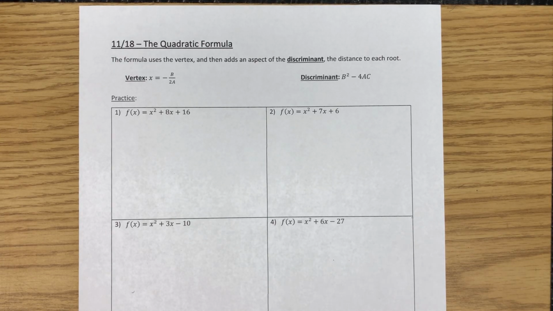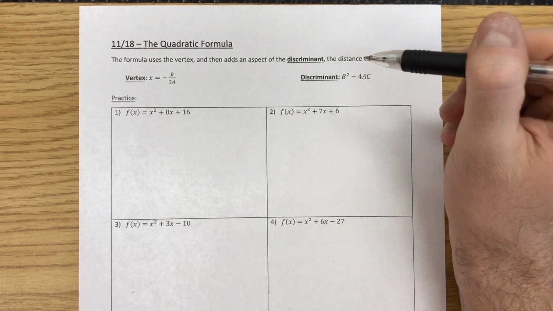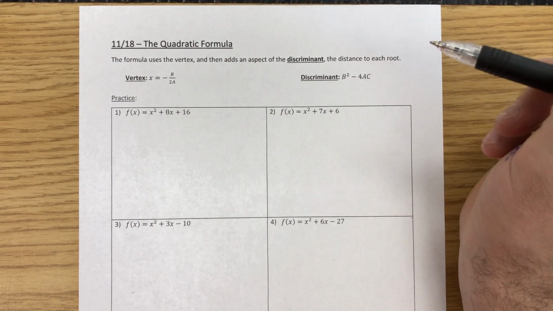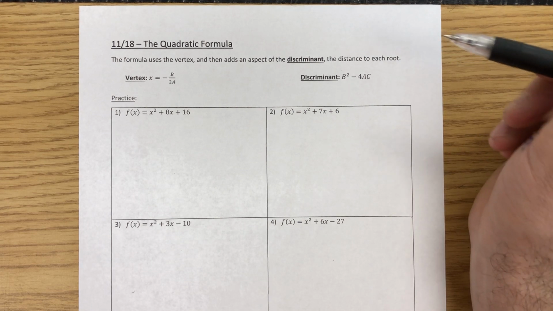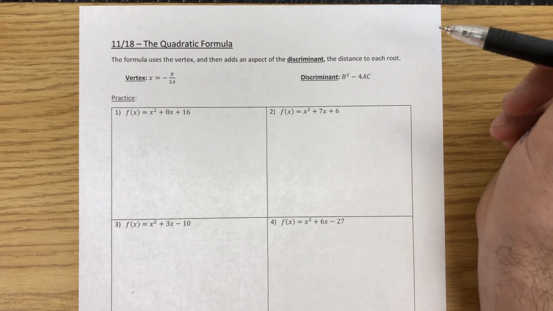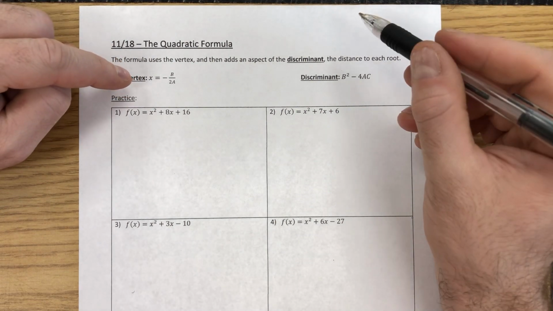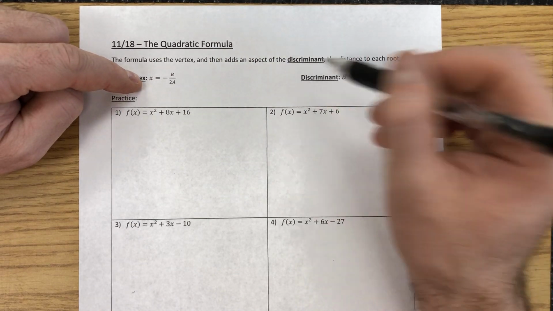So today we're going to introduce the quadratic formula. Now, this is an incredibly important formula because it's going to break down a really big aspect of what we normally hand factor for, and it's going to allow us to find the roots of any quadratic, regardless of whether or not it can be hand factored. And it's based off of the idea of something called the vertex and the discriminant.